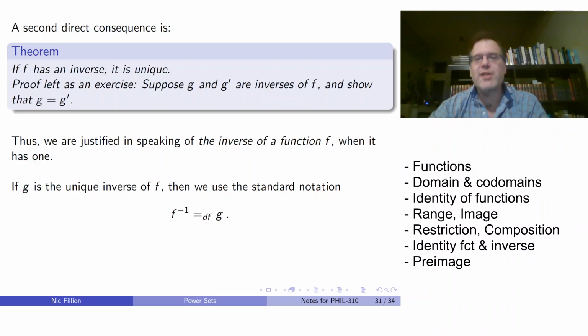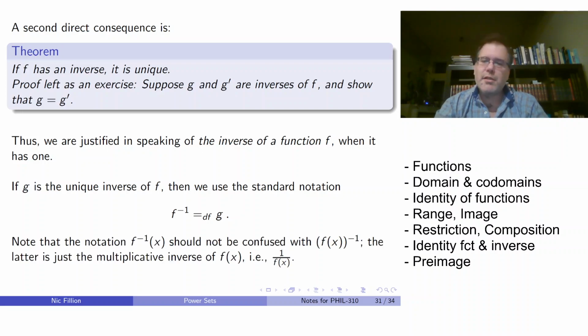So now we're justified in talking about the inverse of f. And since there's just one of them, we might as well use a particular notation for it. So if g is the unique inverse of f, then instead of writing g, we're just going to use that standard notation f superscript minus 1, which means the inverse of f.